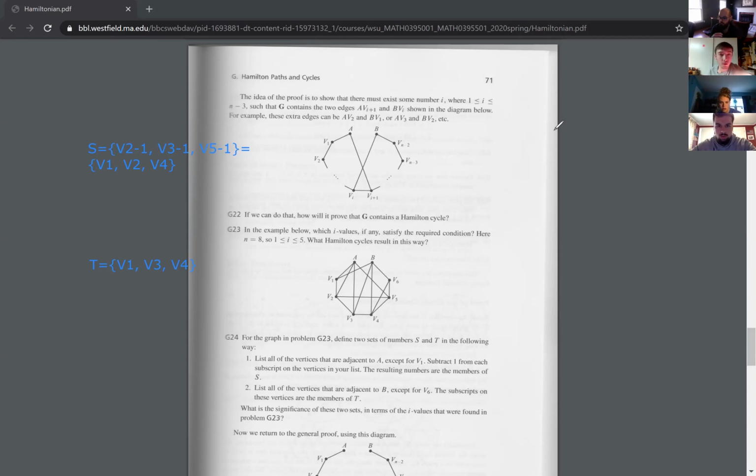So what do you all notice? That they both have V1 and V4. And so why did you care about V1 and V4? It's connected to both A and B. V1 is, true, but V4 is not connected to A.